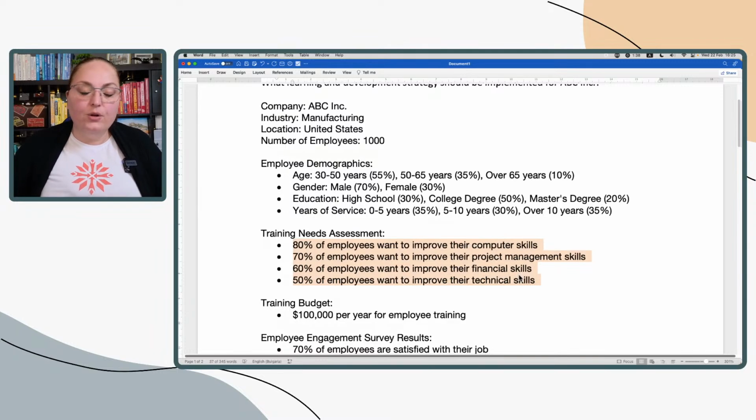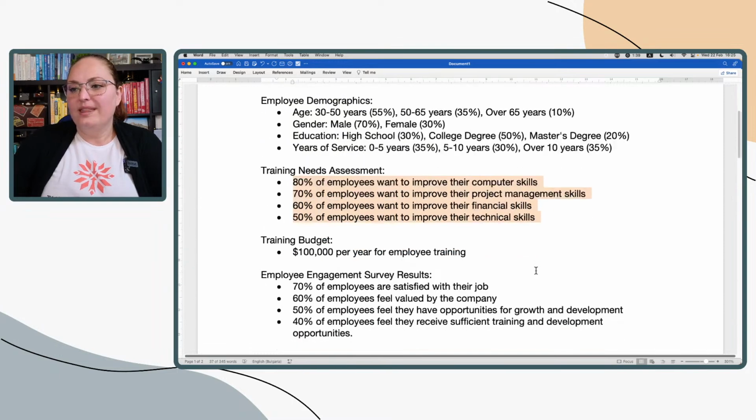Of course, you have your administrative or supportive functions like HR, IT, legal, and so on, finance, obviously, but not necessarily 60%. So let's see what ChatGPT does with that.